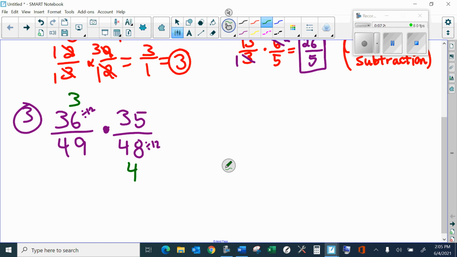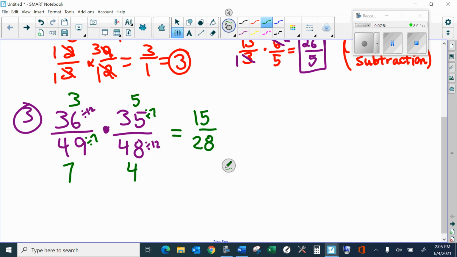Now, what's the GCF of 49 and 35? The greatest it can be is 14 because 49 minus 35 is 14, but 14 doesn't go into either one of those evenly. But what is half of 14? 7. Does 7 go into both of those? Yes, it does. Divided by 7, so I get 5 here and I get 7 here. Now I go ahead and multiply straight across. I have 15 over 28.